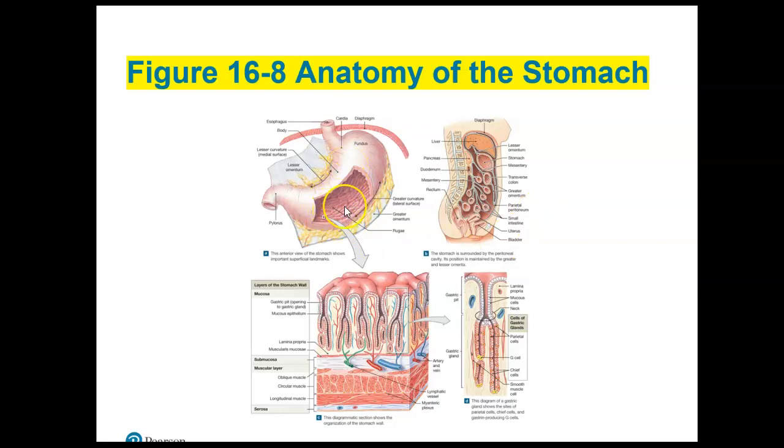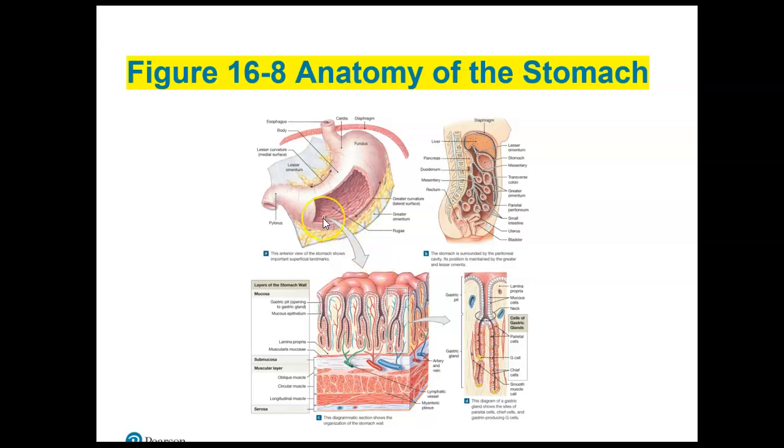The folding on the inside of the stomach are called rugae. When the stomach's empty, you have more of these. So here is the cardia, which is the region of the stomach that connects to the esophagus. Here is the fundus. This is the body of the stomach, the biggest portion, and then the pylorus connects to the duodenum of the small intestine.